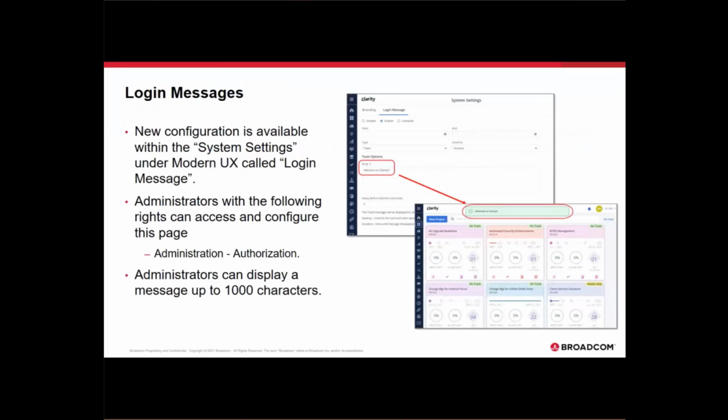Administrators with the following access rights can go ahead and configure the login message, which is the administration authorization. So essentially, they just need the admin access on the modern UX, and they can set the login messages. The administrators can set a message which would be up to 1,000 characters long. And once the message is set and is enabled, the users will see the message pop up on top every time they log into the modern UX.